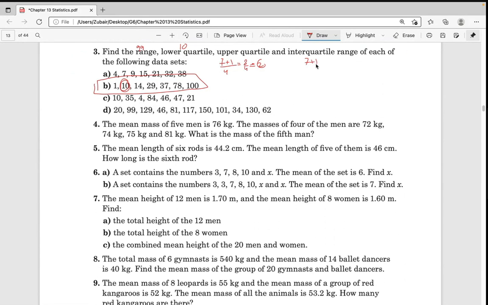Upper quartile, 7 plus 1 by 4, we multiply it with 3 and we get 3 into 8 by 4, which is 3 times 2. So this is the sixth number. Now count: 1, 2, 3, 4, 5, 6. So upper quartile is 78. And the interquartile range is 68. So where were you confused? Sir, I get it now. I was just confused in the upper quartile.